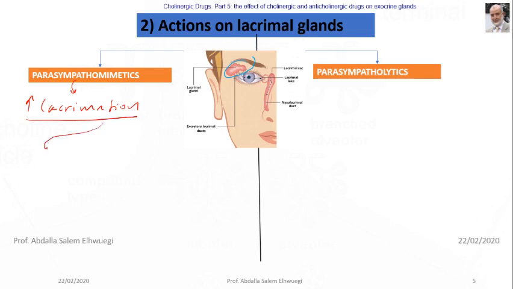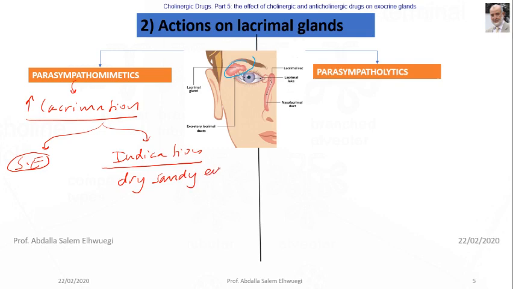These, as we have said, can be side effects of treatment with parasympathomimetics if they are not attended for effect on the lacrimal gland, or they can be an indication where there is a decrease in lacrimation, or dry, sandy eyes. This is known as xerophthalmia.